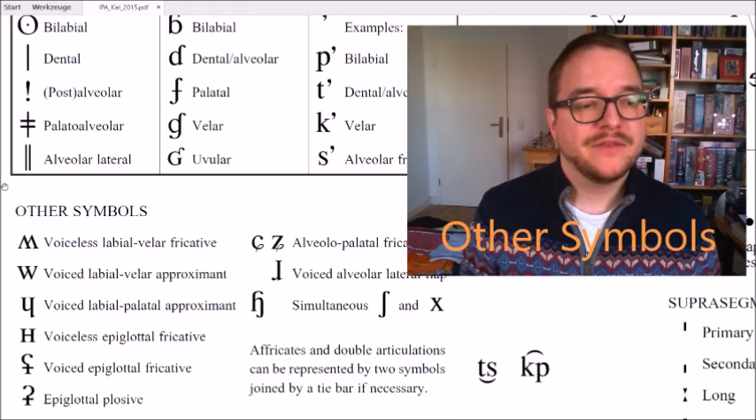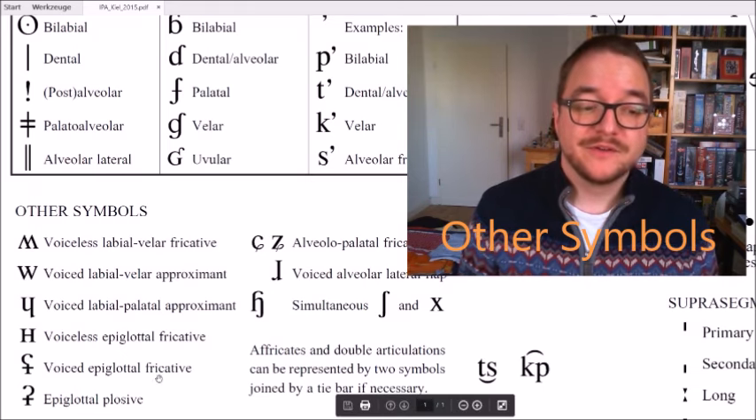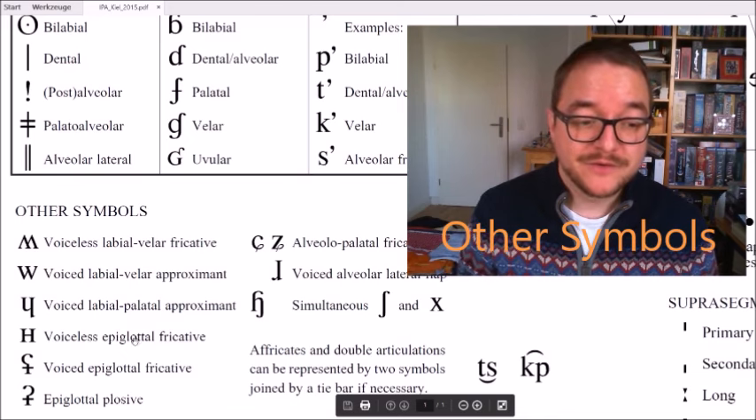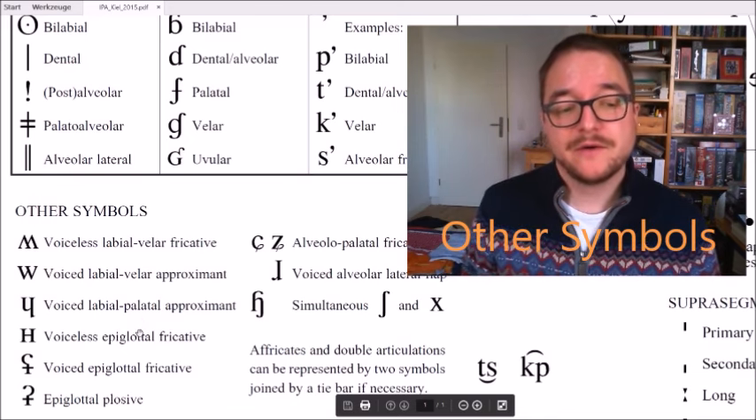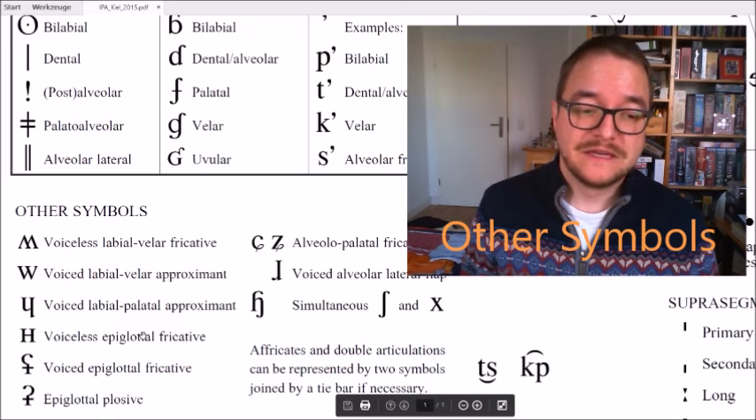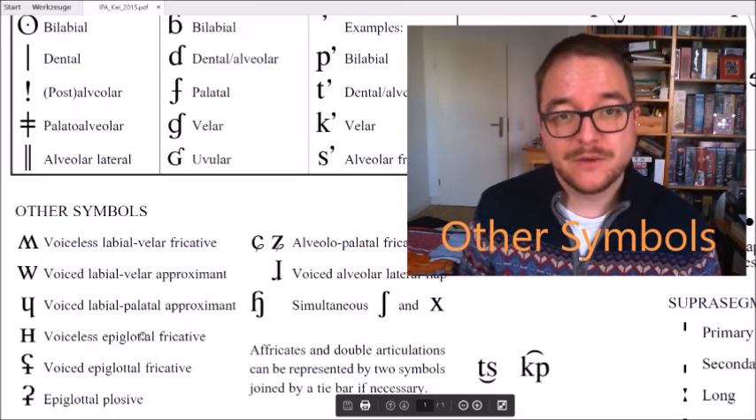Let's talk about the other symbols. To be honest, the epiglottal consonants, I don't really know how to produce them. If you want, you can check on Wikipedia or some other pages. I prefer not to pronounce them than to pronounce them wrongly.